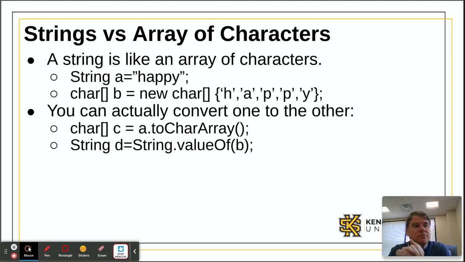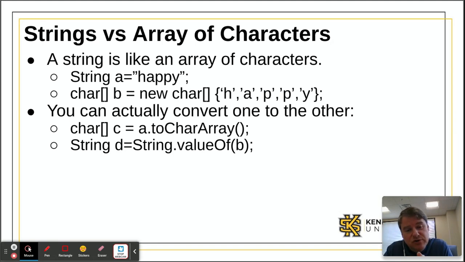All right, so that brings us to a comment, which is that by now you're probably wondering, well, wait a minute, are strings really just arrays of characters? And the answer is a little bit nuanced. It's not exactly an array of characters, but it sure looks like an array of characters. So you could have String a equals "happy", and that certainly is valid. And then you could also have char array b is equal to new char H, A, P, P, and Y, and that is also valid.